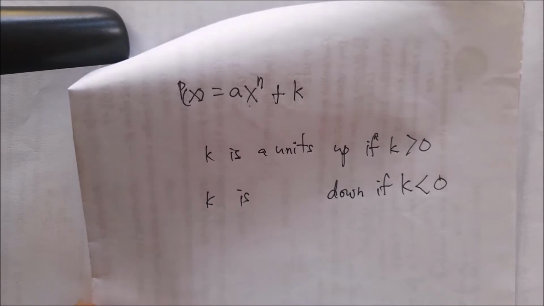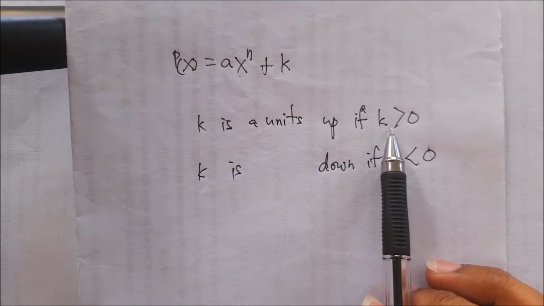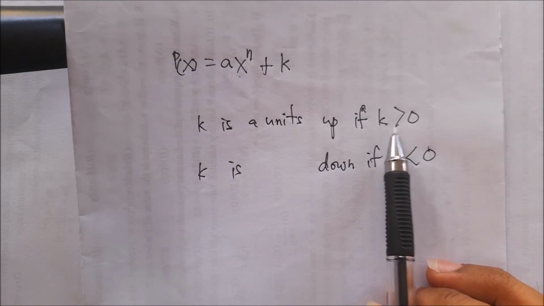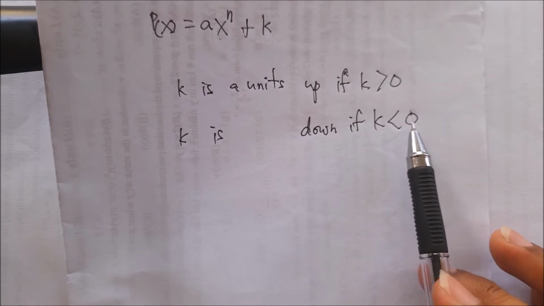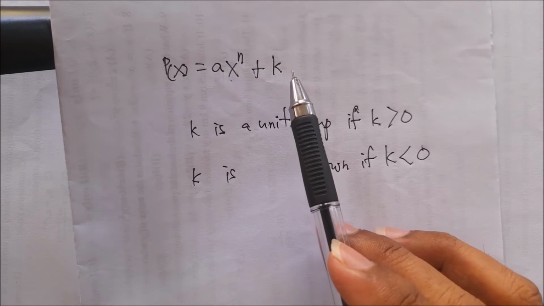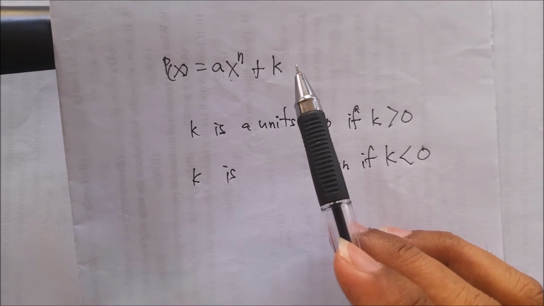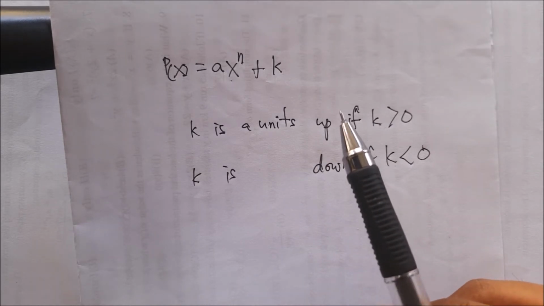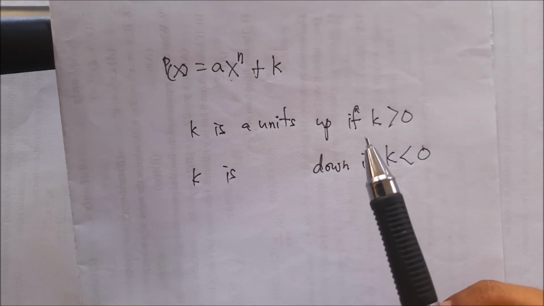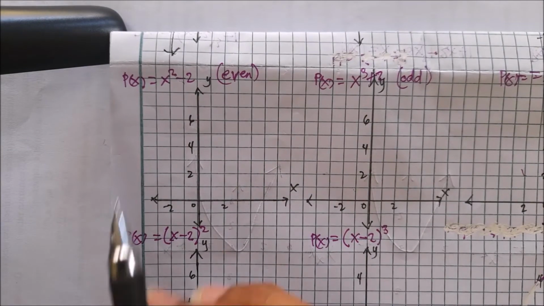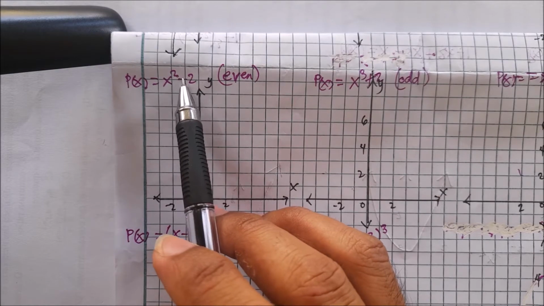If the constant is greater than 0, what is the form of the graph? If the constant k is less than 0, what is the form of the graph? The constant k is always located in the last term of the standard form. It has no variable. It is a number located in the last term. An example here is p of x equals x raised to 2 minus 2.